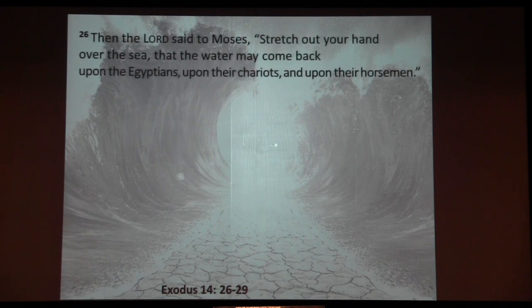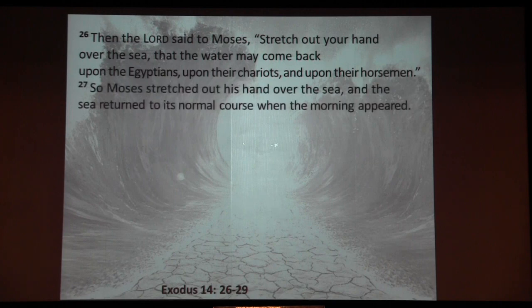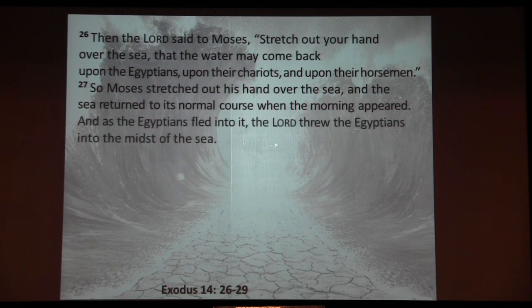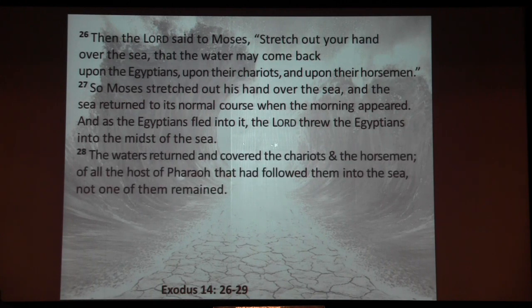Then the Lord said to Moses, "Stretch out your hand over the sea, that the waters may come back upon the Egyptians, upon the chariots, and upon their horsemen." So Moses stretched out his hand over the sea, and the sea returned to its normal course when the morning appeared. As the Egyptians fled into it, the Lord threw the Egyptians into the midst of the sea. And the waters returned and covered the chariots and the horsemen, and all the hosts of Pharaoh that had followed them into the sea. Not one of them remained.